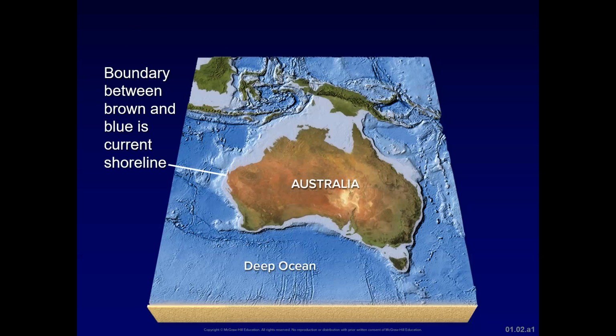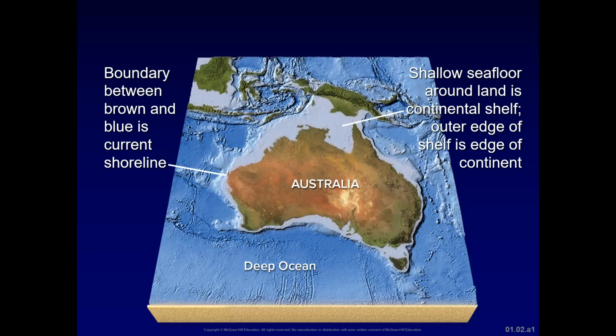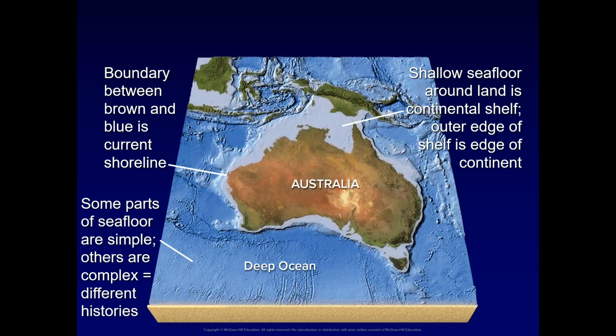Let's note that the boundary between brown and blue and green is the current shoreline. Like right here. And we have the continental shelf in lighter blue. So keep in mind, different histories lead to different features, right?